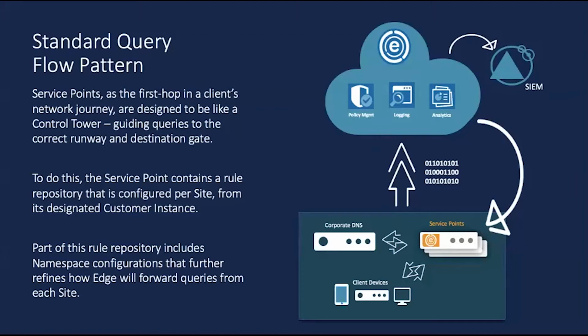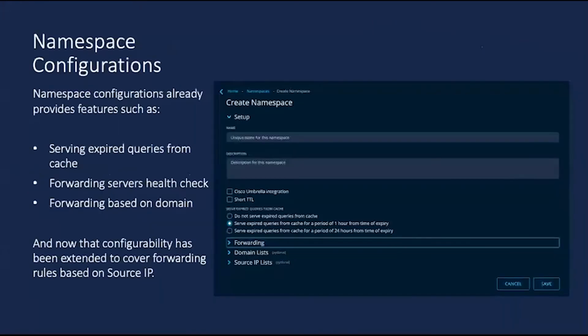To do this, the service point contains a rule repository that is configured per site from its designated customer instance. Part of this repository includes namespace configurations that help refine how Edge will forward queries from each site. Now, namespace configurations already provide such features as the ability to serve expired queries from cache, forwarding based on domains, as well as providing a health check on the forwarding servers that have been configured at the namespace. So now we've extended that coverage to include forwarding rules based on source IP.